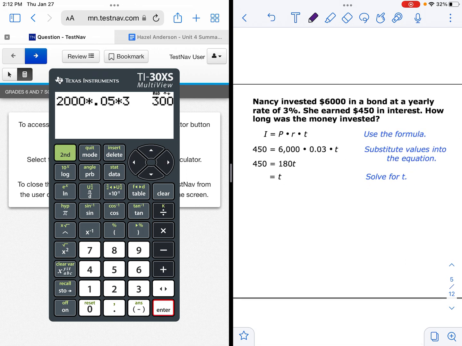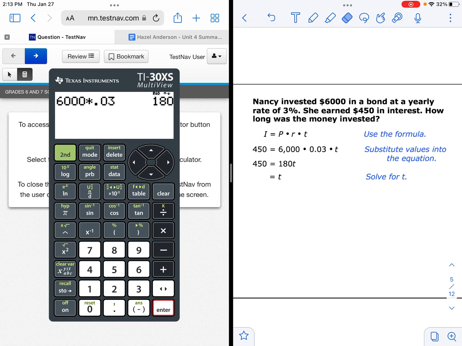Okay, let's look at this one here. Nancy invested $6,000 in a bond at a yearly rate of 3%. She earned $450 in interest. How long did she invest the money? We're going to use inverse operations to find this missing variable, which is the time. I'm going to plug everything in where it belongs. The 450 is the interest, so it goes where the I is. The 6,000 is the principal, and we know the rate. So now I'm just going to do the math I can.